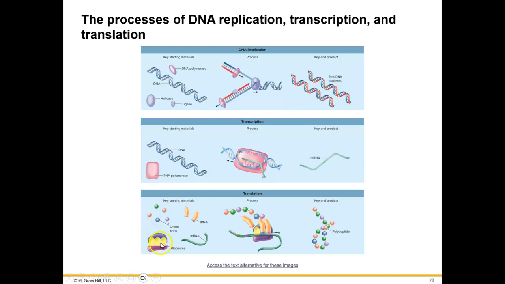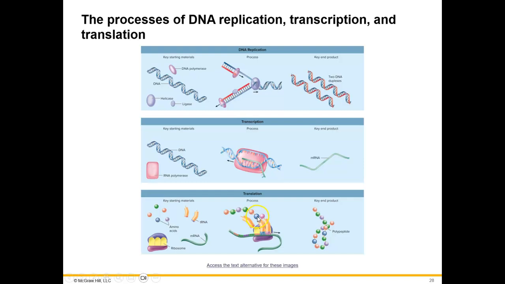Now here's translation. You can see we've got our mRNA and our ribosome. You can see the mRNA has all of these codons that align with the anticodons on tRNA molecules. That's going to determine which amino acid the tRNA brings in. And once they come into the A site, they will move to the P site so they can form peptide bonds to continue this polypeptide chain.